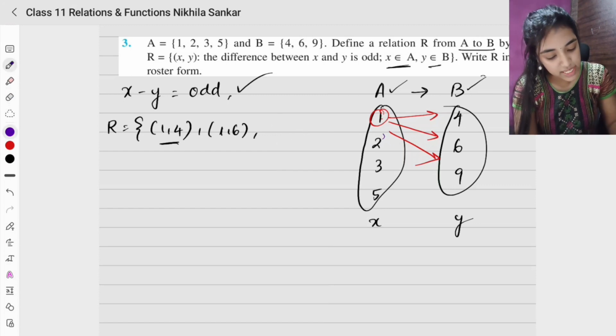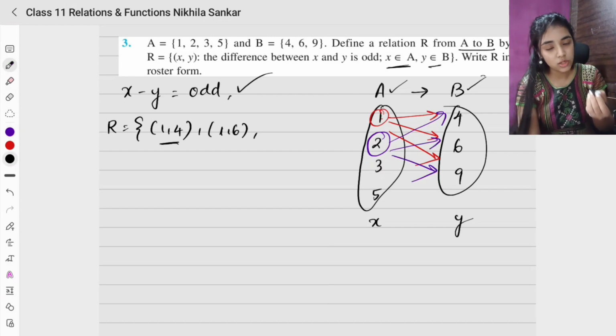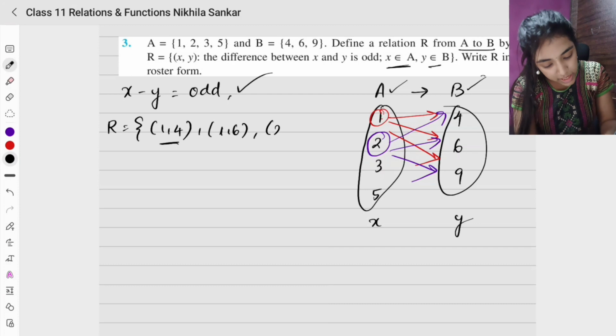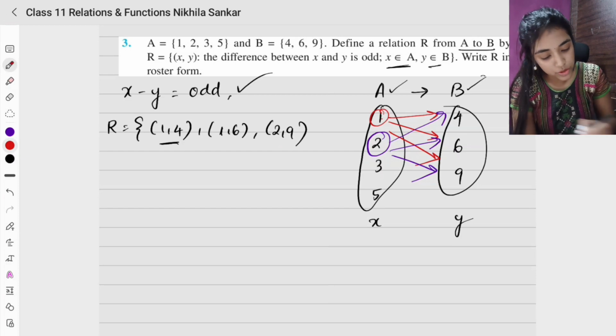Now I'm going to take the second number, 2 with 4, 6 and 9. So 2, 4 will not work. 2, 4 means 2 minus 4 is going to be minus 2. It is going to be an even number. When you take 2, 6, that is also going to be an even number. So I can take 2, 9. 2, 9, the difference is going to be 7. So it is going to be an odd number. Okay. Now we are going to take 3.